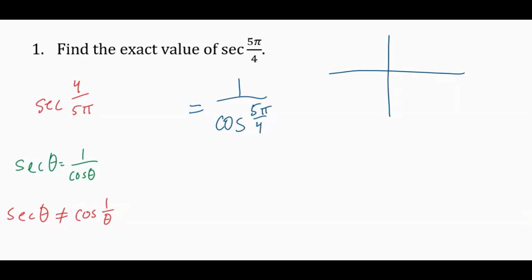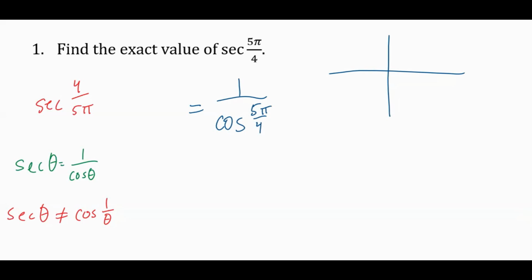There are two components to it, but what's one of them at least? Okay, the cast rule is one of them, and what else? We need to know which one to use. We're going to use special triangles. This is all important. We've got to figure out what quadrant it's in.